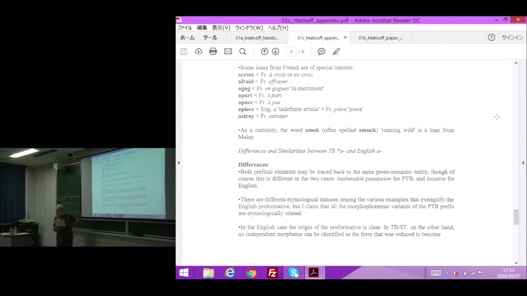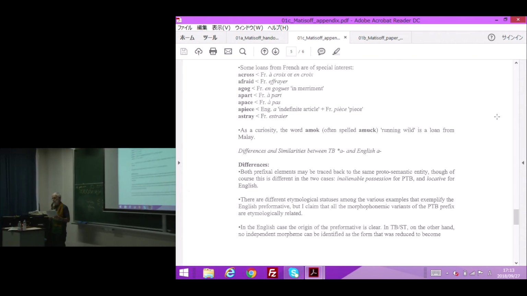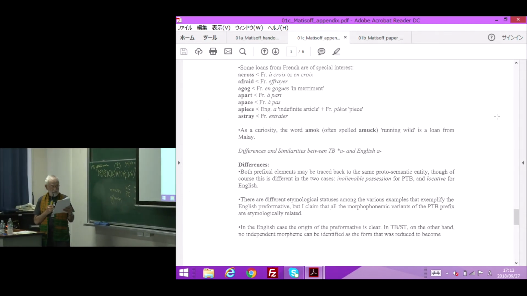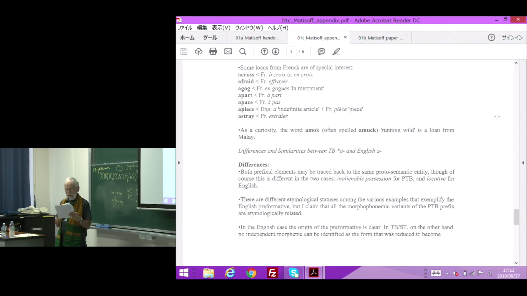Okay, so now the point I want to make, differences and similarities between these two prefixes, the Proto-Tibeto-Burman one and this English prefix. Both of these elements can be traced back to the same proto-semantic entity, but this is different in the two cases. In the Tibeto-Burman case, I'd say the proto-semantics is inalienable possession. In English, it's locativity, locative.